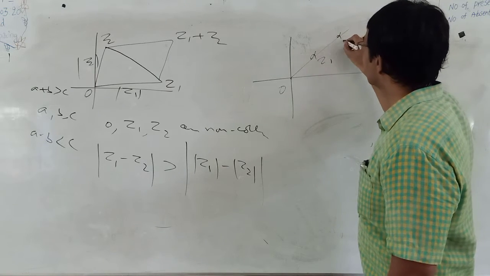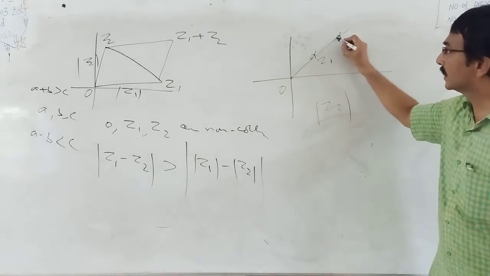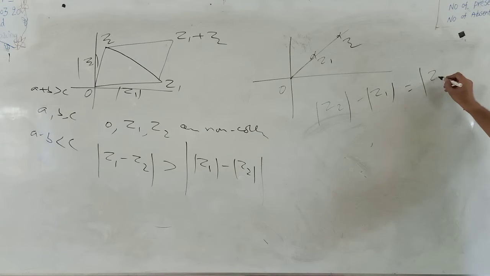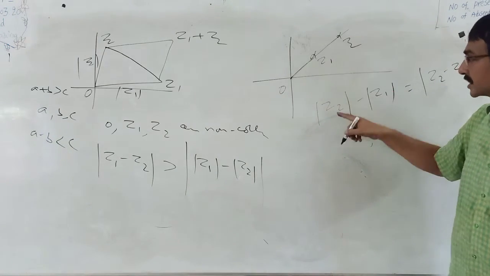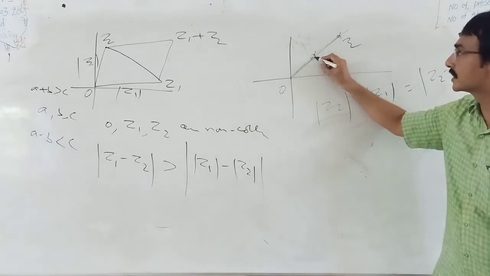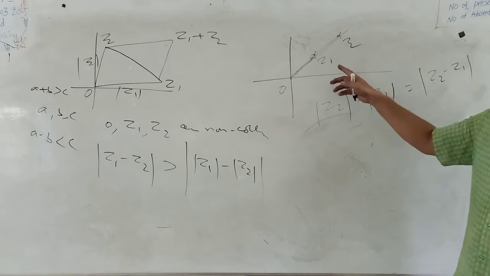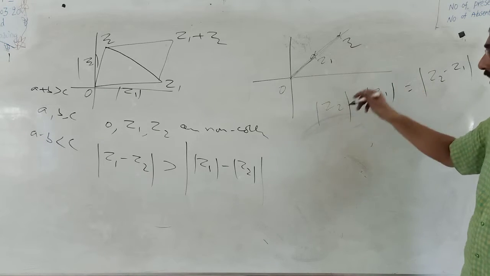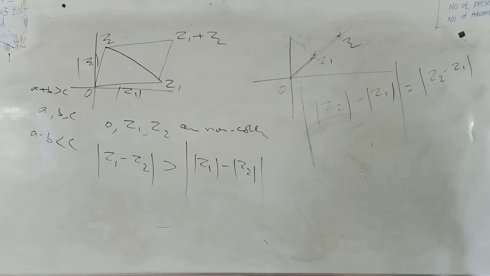O, Z1 and Z2. So clearly from the figure, mod Z2 minus mod Z1 equal to modulus of Z2 minus Z1. See, mod Z2 means this gap, distance from origin to Z2. Mod Z1 means this gap. This gap minus this gap equal to this gap is denoted by modulus of Z2 minus Z1. But we don't know the positions of Z1, Z2. This is Z1, that is Z2, or this is Z2, that is Z1. That's why I am taking modulus on the left hand side.